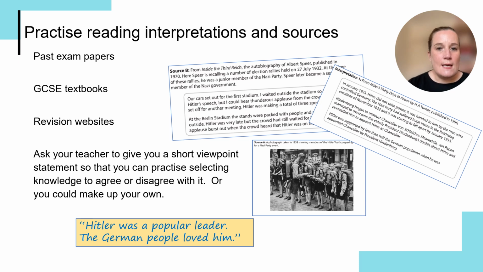Reading sources and interpretations will help you to access the kind of text that you are going to have on your Paper 3 exam. You can find these on past exam papers, in GCSE textbooks, on revision websites, or you can ask your teacher. Read a source and consider what information the content gives us, and how does the provenance make the source content useful. Read an interpretation. What is the overall view of the author? How far do you agree with this view?